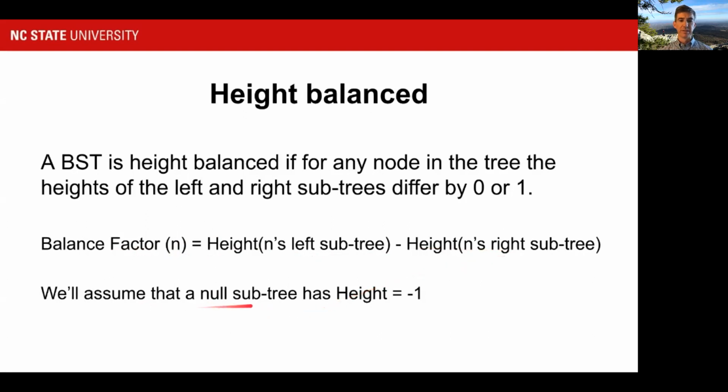Okay, and just to help us out, we need one extra assumption. We'll say that if a node doesn't have a child, if it has a null pointer for its left or right child, then that has a height of -1.